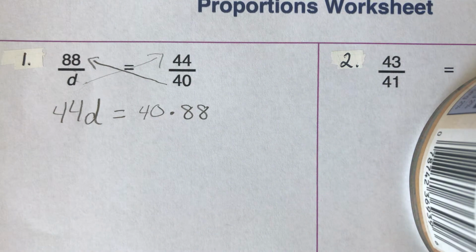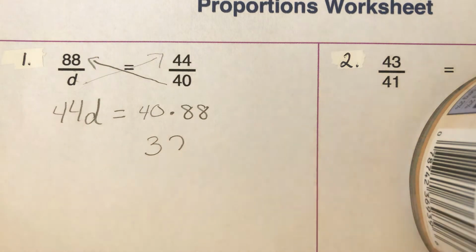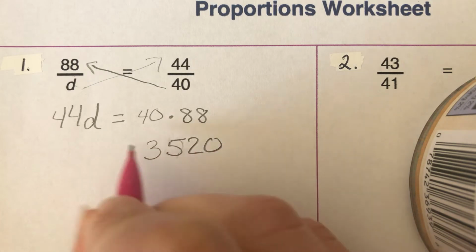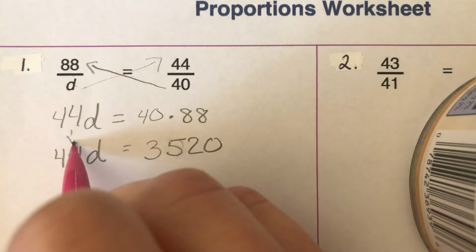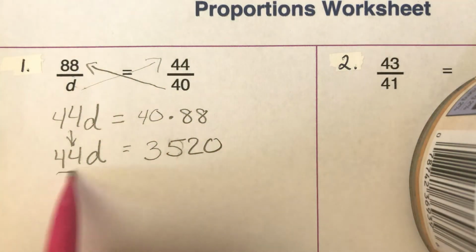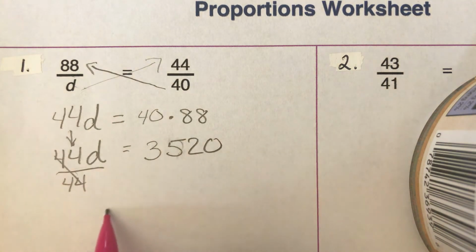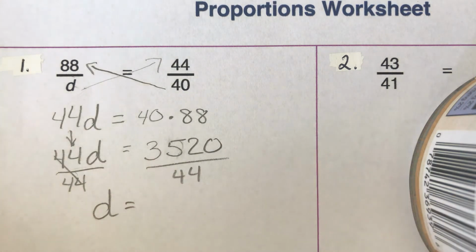Here's where you want your calculator. If you're working with me, punch in 40 times 88. And we get 3,520. And that's equal to what we had over here, 44D. So we just bring that down. Now this is a one-step problem with multiplication, so we do the inverse operation here. We're going to divide by 44 to get rid of it, and over here we're going to do the same thing. We're going to divide by 44. So we take 3,520 and divide by 44, and we get our answer of 80.